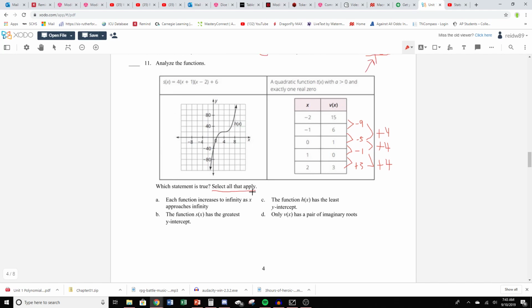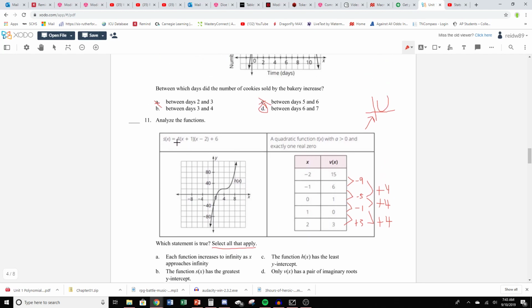So we have to be aware of those on multiple choice tests. Sometimes they'll throw those in, or we'll throw those in. Okay, so each function increases to infinity as x approaches infinity. Well, that would be true for this one because there's a positive 4. We can see it on this one.